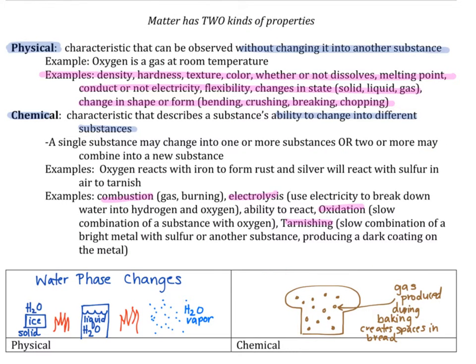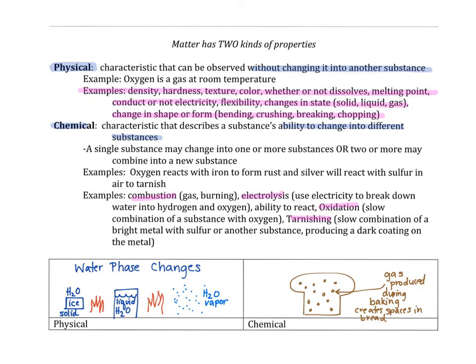Now, it's important to note that matter has two kinds of properties. It has both physical and chemical properties. And we will begin with physical properties. So physical properties are characteristics that can be observed without changing it into another substance. An example of that is that oxygen is in a gas form at room temperature.